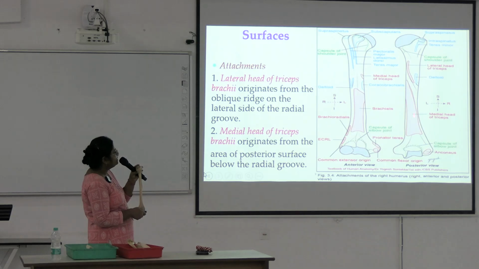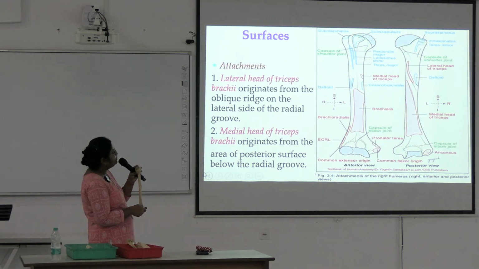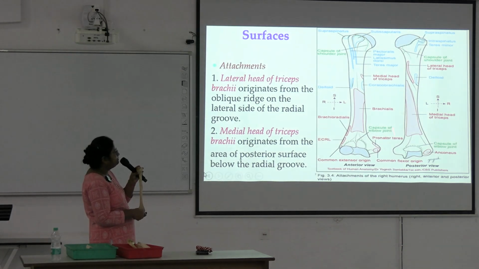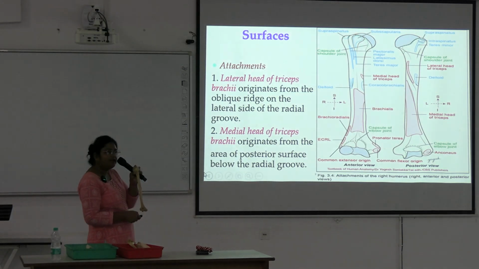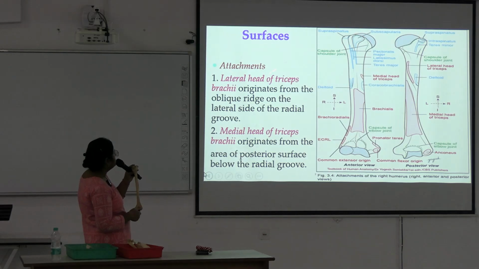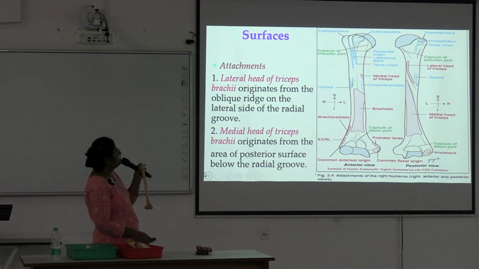Okay. See, this is the posterior aspect. Here, this is the spiral groove or radial groove. Just above the groove is the origin of the lateral head of triceps, and just below the groove, the whole area gives origin to the medial head of the triceps brachii. Okay, understood? So these are the attachments of the posterior surface.